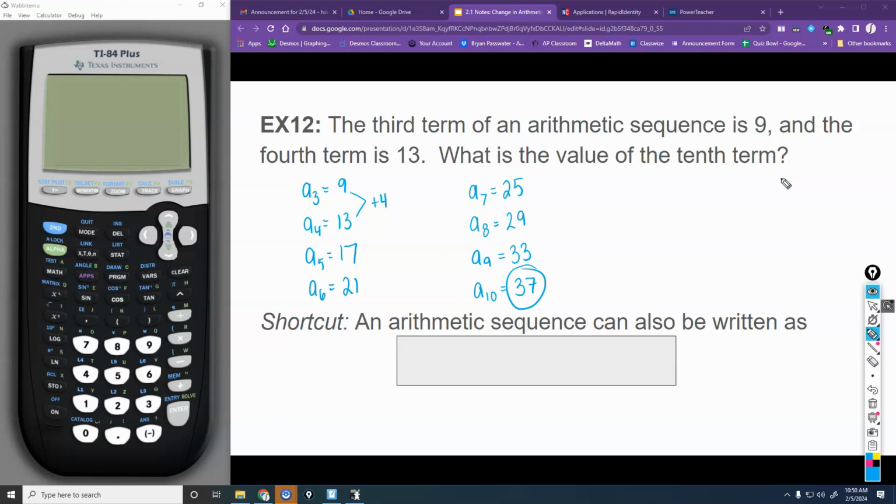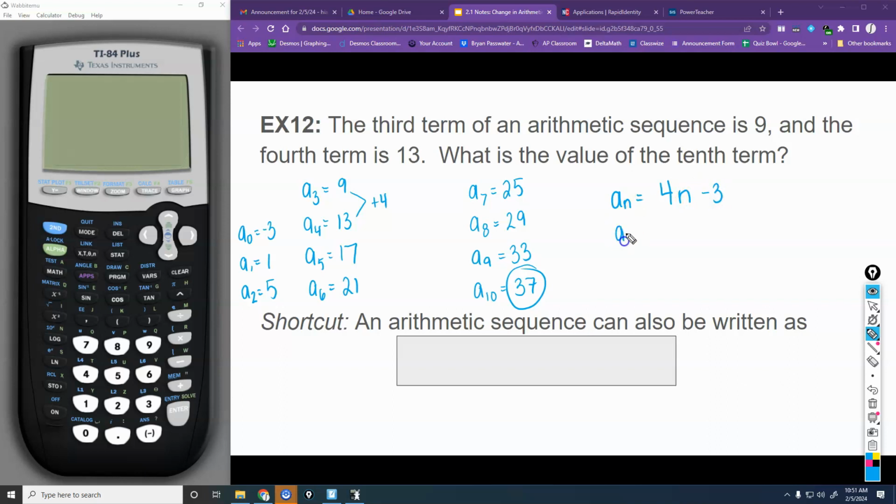I do know the common difference is 4, right? So I know a sub n is going to equal 4n. And then I don't know a sub 0. I could do what I've done right here and go backwards and find a sub 0. A sub 2, what would it be? 5. A sub 1 would be 1, and a sub 0 would be -3, right? So I'd have like 4n minus 3.